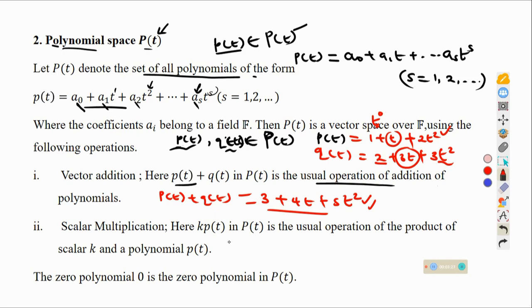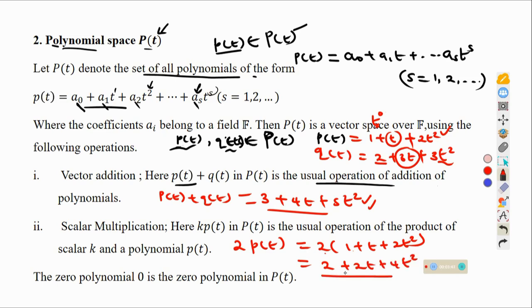Then to deal with the scalar, for example, you have a 2 and you want to multiply 2 into p(t), so it will be 2 into 1 plus t plus 2t squared, which is the same as multiplying 2 on each of these terms, that is 2 plus 2t plus 4t squared. So when we talk about scalar multiplication, k represents all scalars, and p(t) is our polynomial that we have picked from this given set. Then we use the usual operation of product of the scalar k and the polynomial p(t). If you are multiplying a scalar 2 into p(t), you multiply 2 on each of these elements.